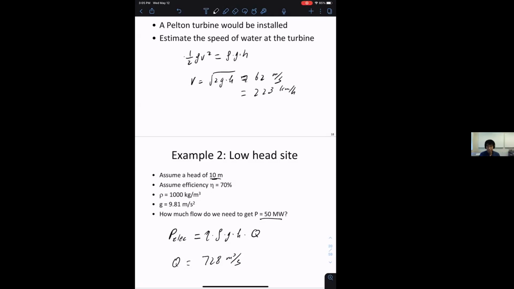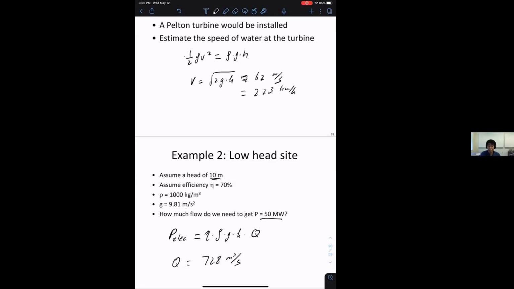So in that situation, would they use reaction or impulse? Impulse, yeah. I think, for example, Hoover Dam is like that. When you have high height and a lot of flow rate, it makes sense to divide them up.